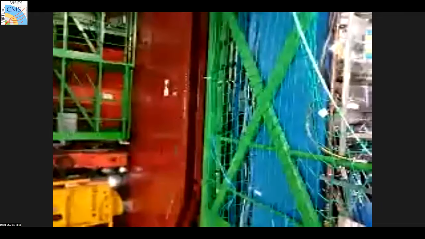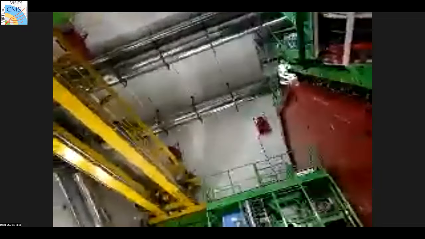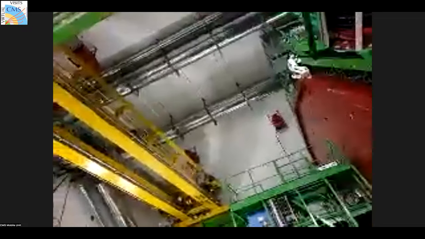Ashok, can you show the shaft? Can you show the shaft when you are there? Yeah. So if you look up, where are we? Yeah. So that's the top of the cavern.